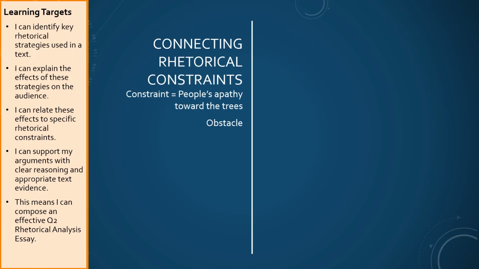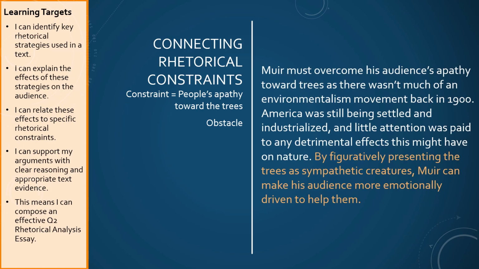Let's take a look at this particular constraint again: the people's apathy toward the trees, that obstacle. And you can see that the part in orange I've added is just a simple statement connecting the two together, or connecting the constraint to the strategy. So Muir must overcome his audience's apathy toward trees, as there wasn't much of an environmentalism movement back in the 1900s. America was still being settled, industrialized, and so on. By figuratively presenting, remember we're talking about the personification here, by figuratively presenting the trees as sympathetic creatures, Muir can make his audience more emotionally driven to help him. That's it. That's all it takes, is that one little statement that explains how the personification can help overcome this particular apathy.